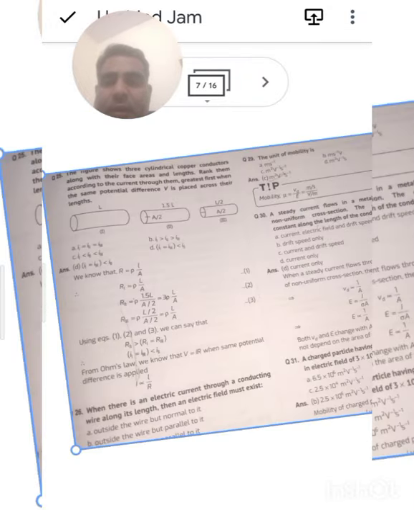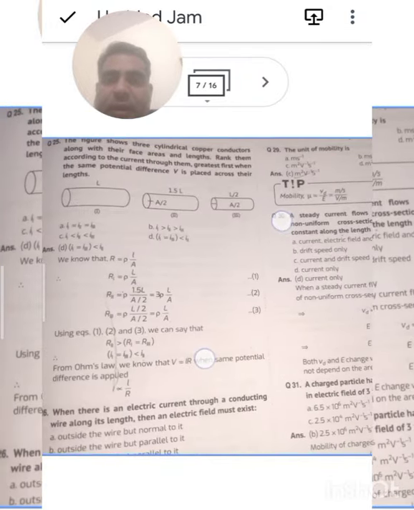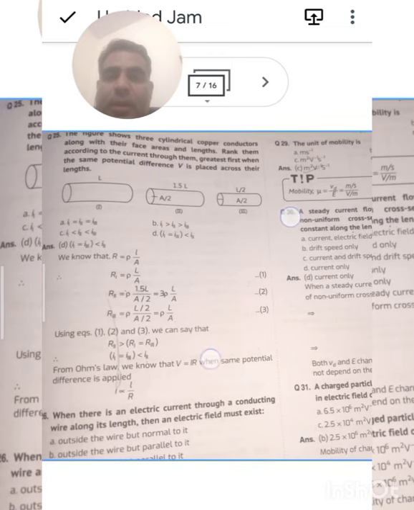It says that the figure shows three cylindrical copper conductors with their face areas and lengths. Rank them according to the current through them, the greatest first, when the same potential difference V is placed across their length. So the lengths are given as L, 1.5 L and L by 2, and the areas are A, A by 2 and A.